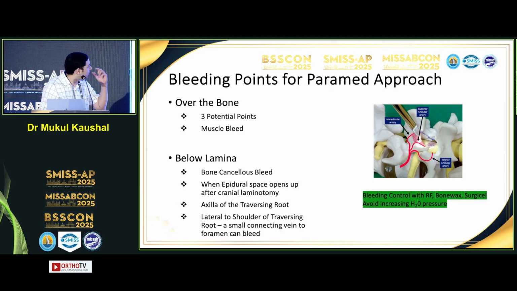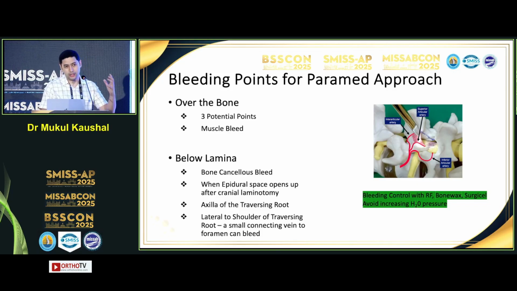Bleeding points which we should understand: once you land over the lamina, there are going to be 3 potential bleeding points, because once you get lost in the tissues, they are going to be at 7 o'clock, 8 o'clock if it's a left-sided approach, 6 o'clock, and at 4, 5 o'clock. And there you can just use your RF before they start bleeding.